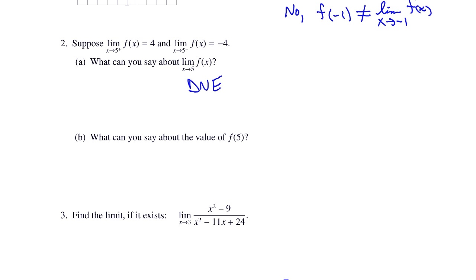Part B, what can you say about the value of f of 5? Well, the question only gives us information about the limit. It doesn't tell us anything about the function values. You could have the function values equal to one of those limits, the other limit, or just some other random number like in the graph above. So we know nothing about this.